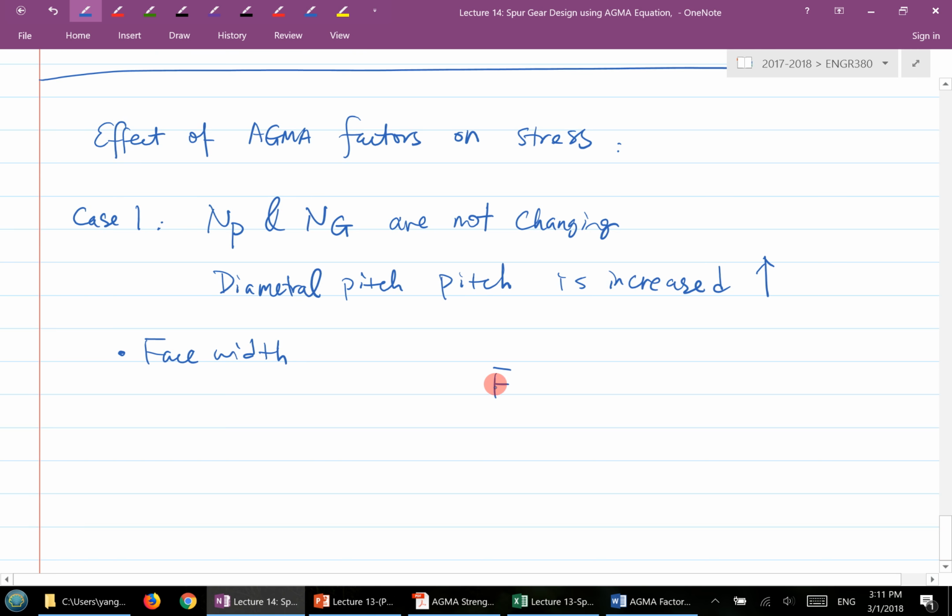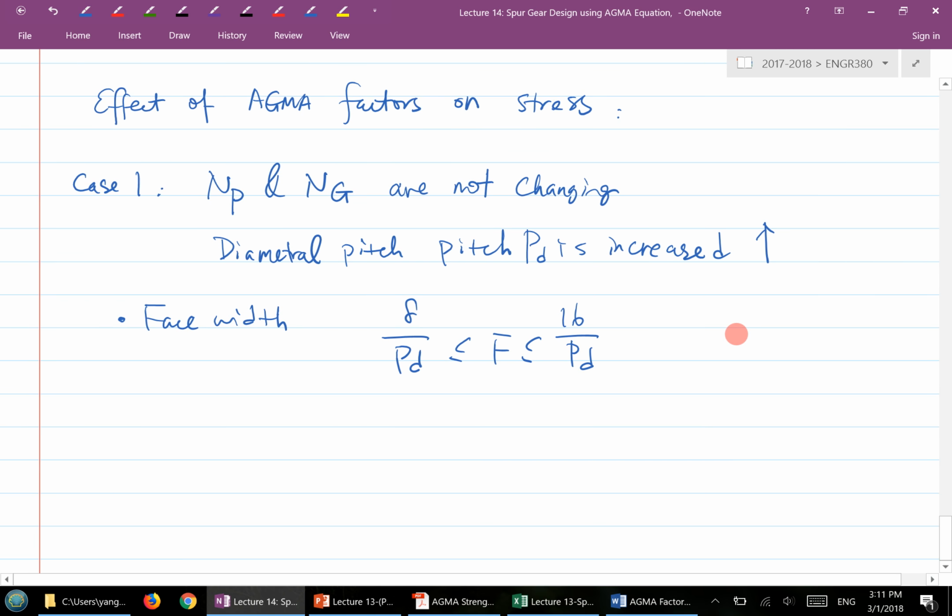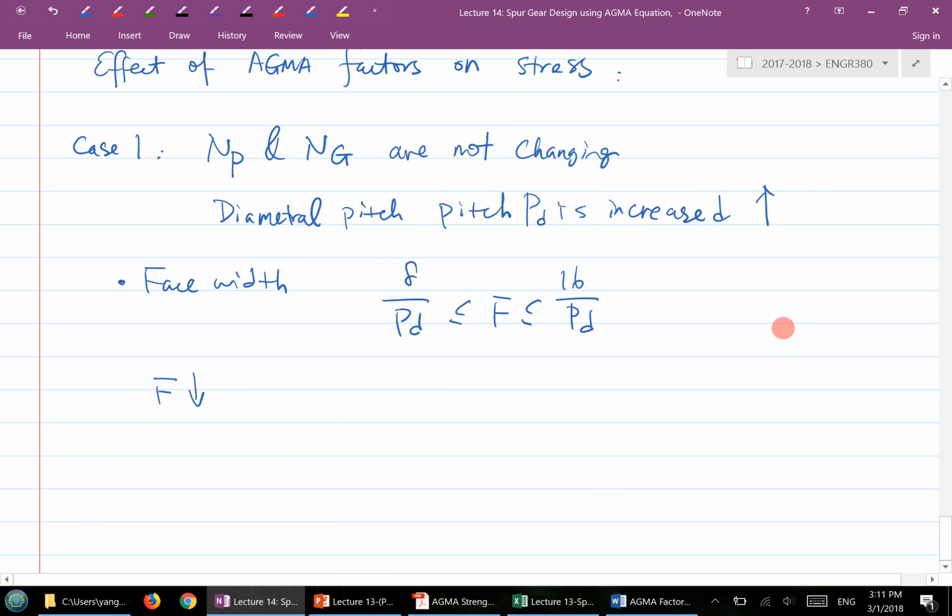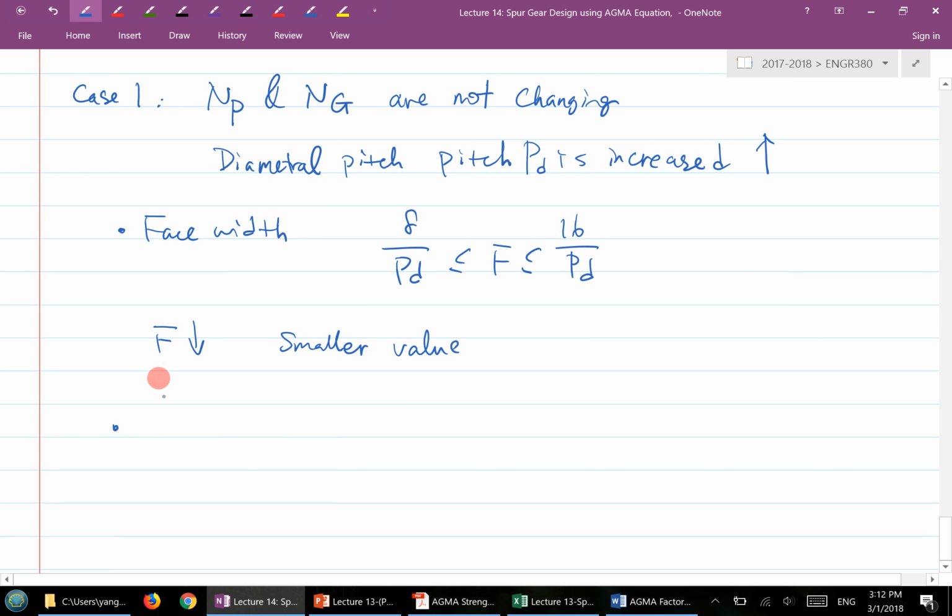Face width value. Face width, if you recall, we have this empirical equation. So diametral pitch, let's call that PD. This is the empirical equation for face width. It should be within this range here. And you can see now, if you change this PD to be bigger, or if you increase the PD, that basically means the F value will decrease. So you will end up with a smaller face width value. So F will be smaller.